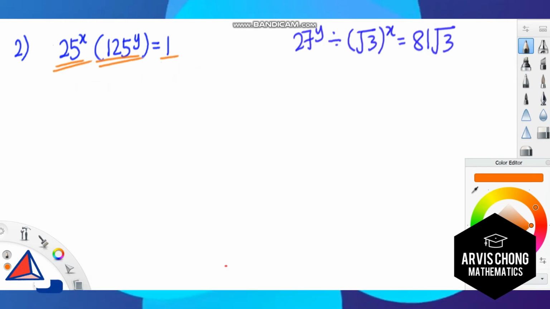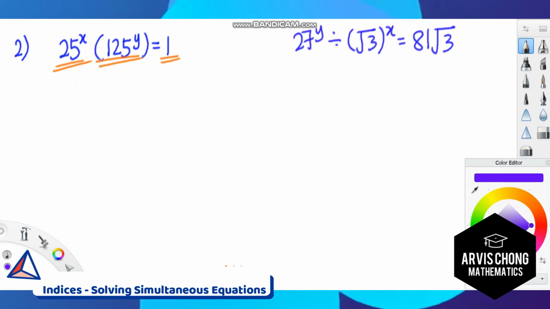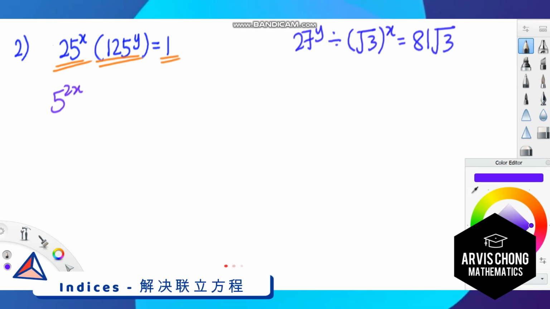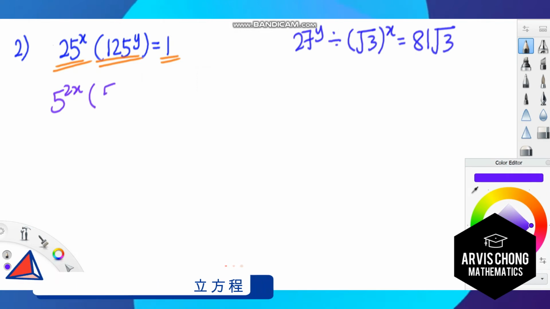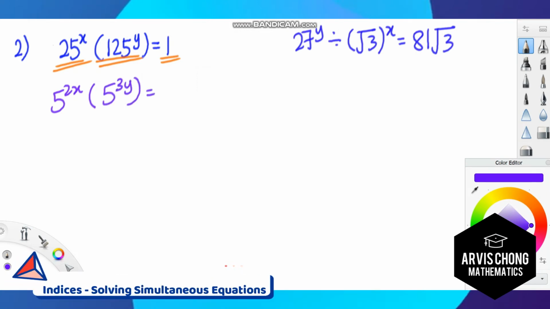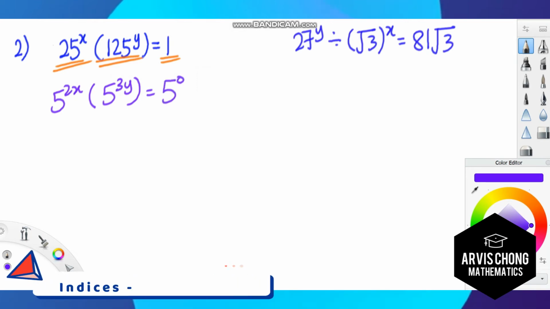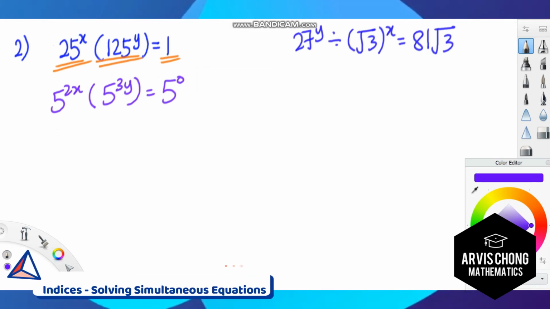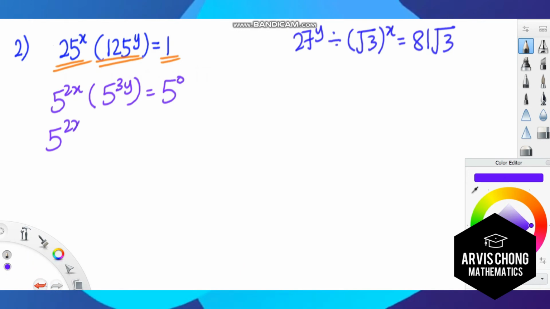So let's get started now. 25 is 5 square times with 5 cube is 125, right? Then we know that 5 to the power 0 is 1. So the idea here is we change everything to the base 5, okay? So next, because it's times here, then we can add a power. So we have 5 power 2x plus 3y equals to 5 power 0.